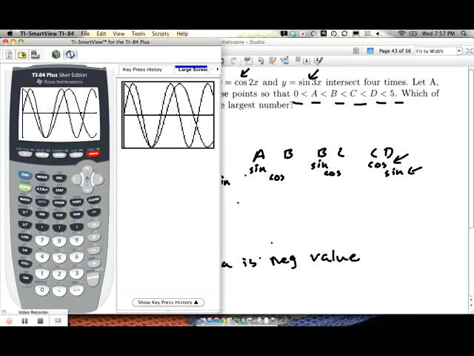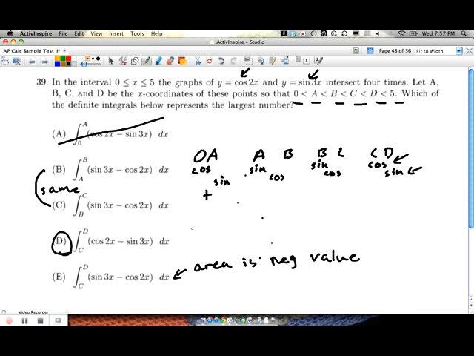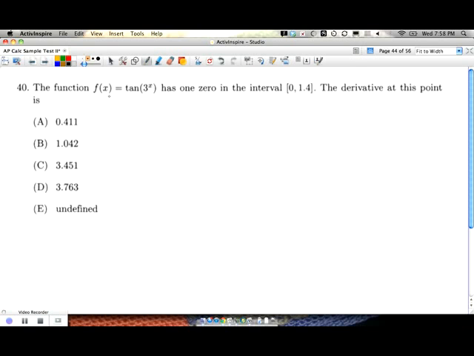We're going from C to D, so from this point to this point here. And it's got a much bigger area than any of the other three. So that would be our answer. It's just interpreting the graph, really. You don't really have to do much other than graph it, know which one's on top and which one's on bottom, and then see how the area would be calculated from that.